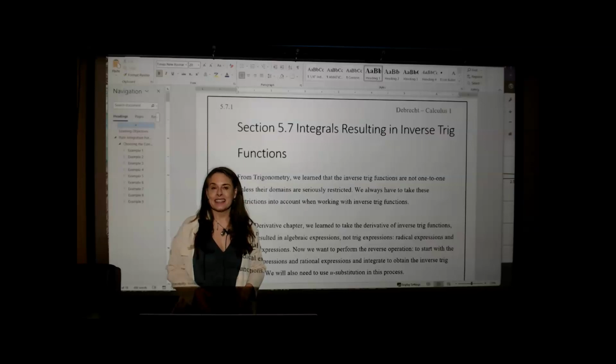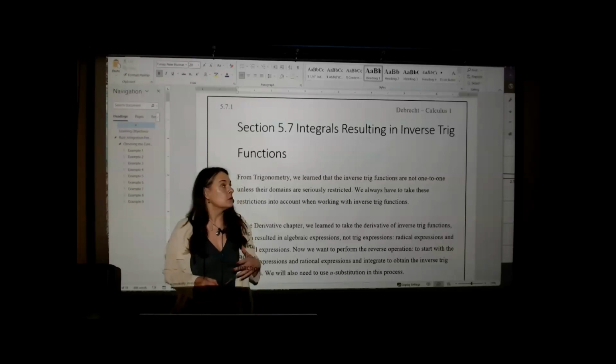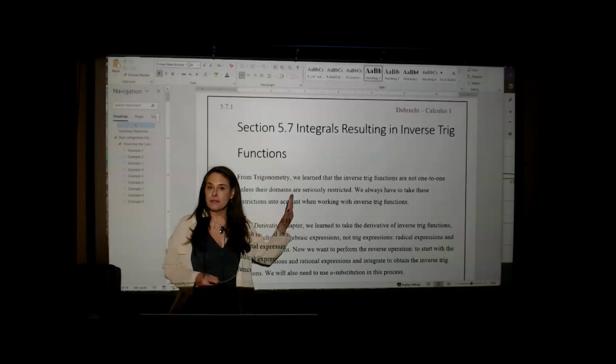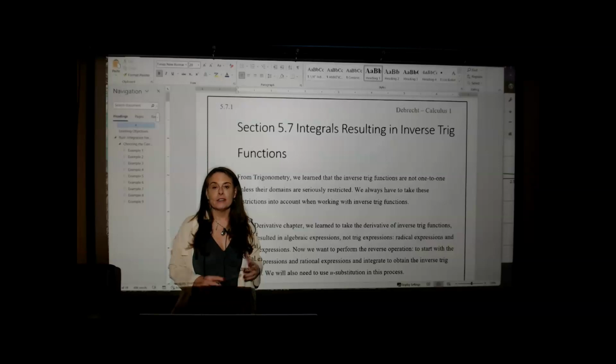It's time to discuss the last section in chapter 5, our chapter on integration. In this particular section, we're going to deal with integrals of inverse trig functions. Now, we've dealt with the inverse trig functions before, and they're generally rather complicated.